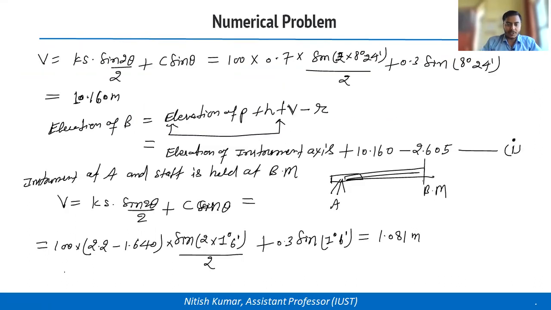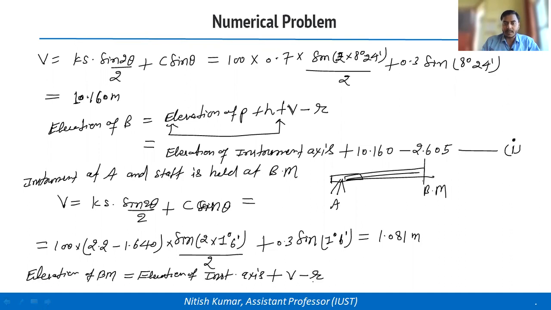So now we can develop the relation between the elevation of A and the benchmark. So we can write here: elevation of benchmark plus, let me write directly, elevation of instrument axis plus V minus R. Now we can see that the elevation of benchmark is given. We have to calculate the elevation of instrument axis.